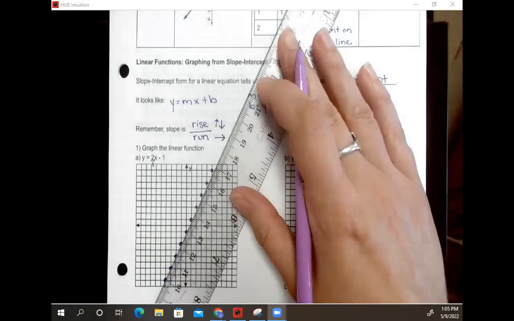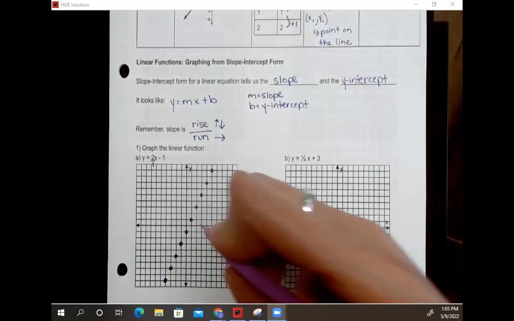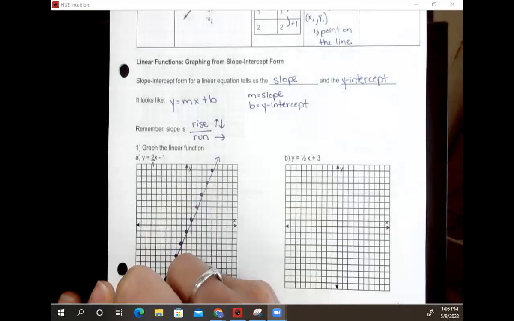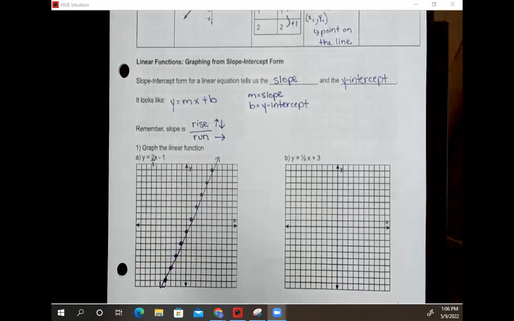They should make a straight line, because it's the graph of the line. Once you've plotted all your points, connect them, throw your arrows on the end. Familiar? Yeah, it should be.